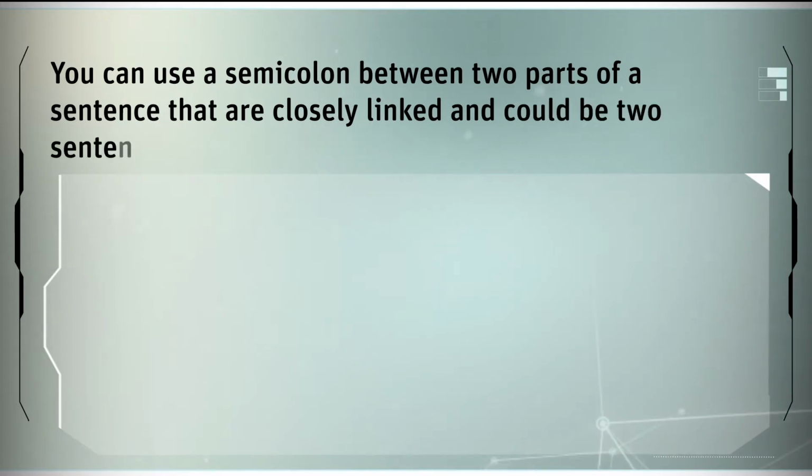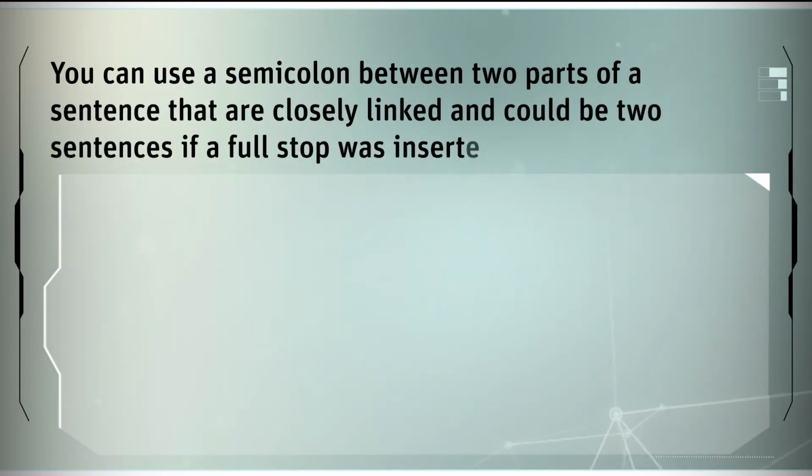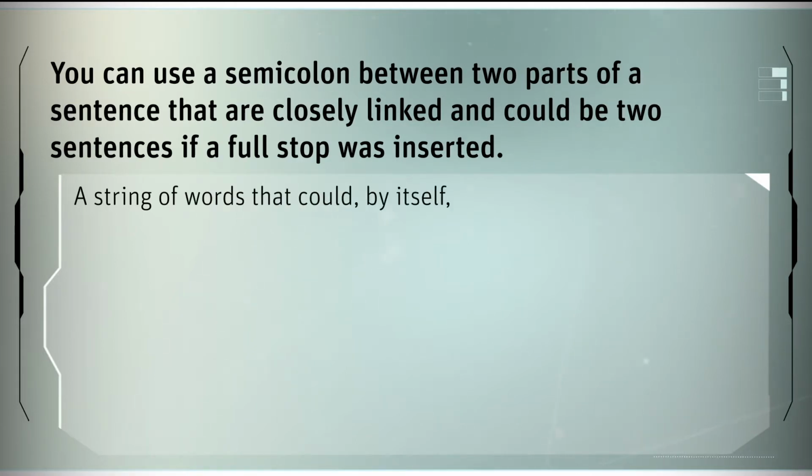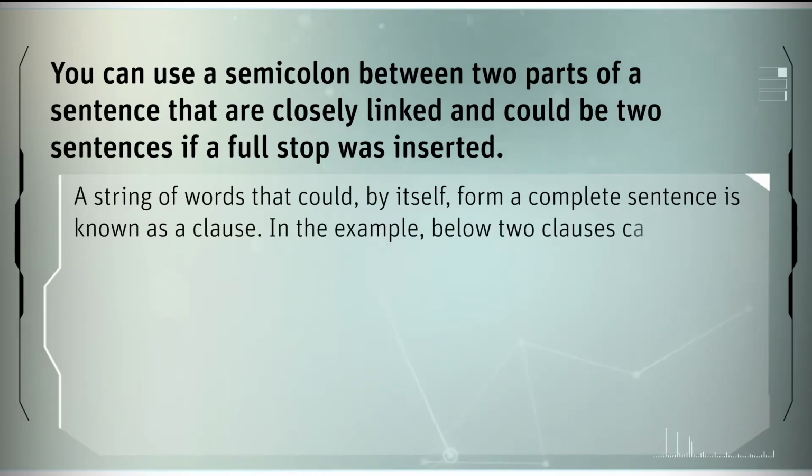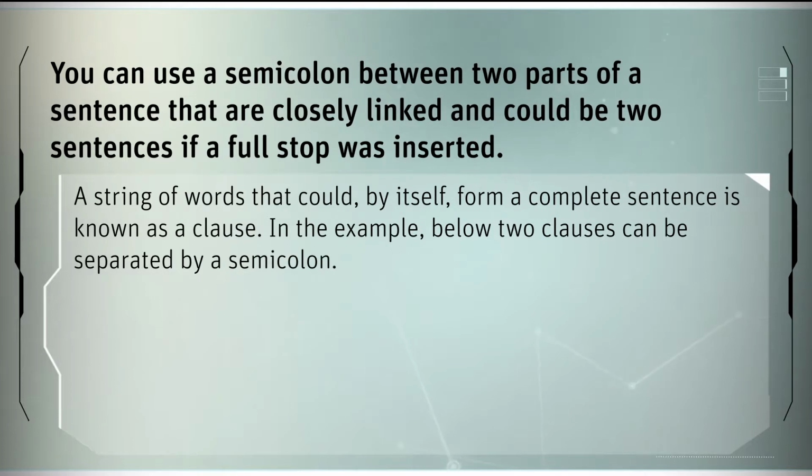You can also use a semicolon between two parts of a sentence that are closely linked and could be two sentences if a full stop was inserted. A string of words that could, by itself, form a complete sentence is known as a clause. In this example, two clauses can be separated by a semicolon.